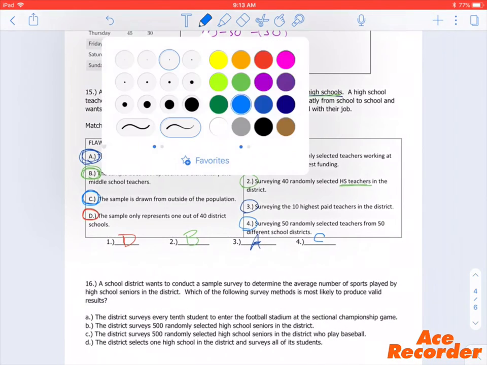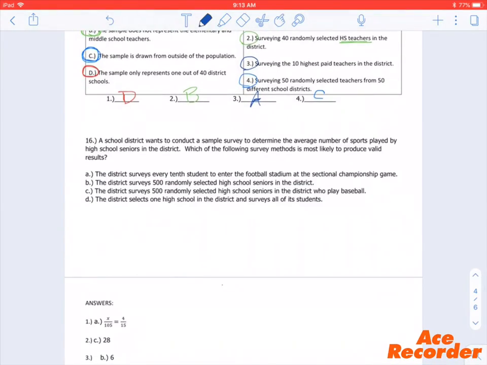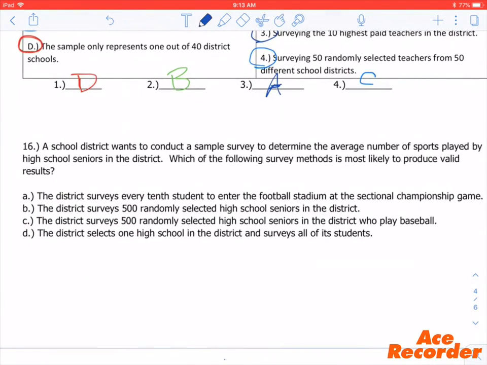Okay? So let's go to the next one here. Number 16, last one. A school district wants to conduct a sample survey to determine the average number of sports played by high school seniors in the district. Which of the following survey methods is most likely to produce valid results? So we want to know the average sports of specifically seniors. So the district surveys every 10th student to enter a football stadium. Well, seniors are not the only students entering a football game, so that's wrong.